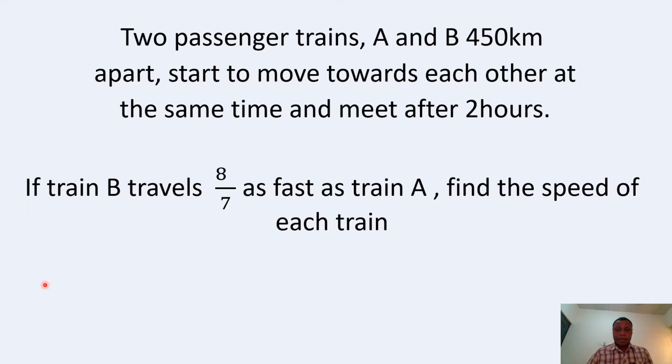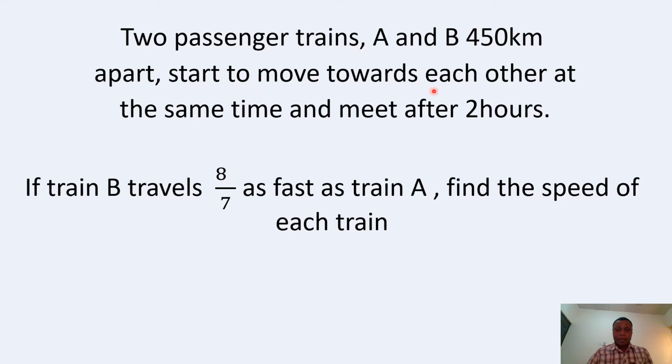Now let me take a few seconds to explain this question. We have that two passenger trains A and B are 450 kilometers apart. What it means is that A and B are at opposite ends, and the distance between A and B is 450 kilometers. That means if you move from A to B, you cover a distance of 450 kilometers, and if you move from B to A, the same kilometers.